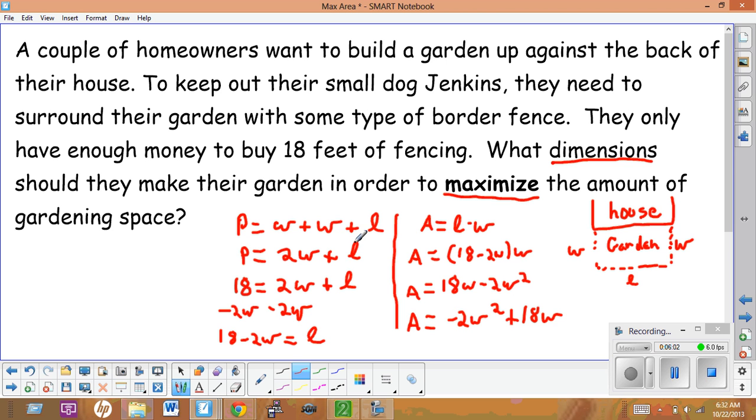So again, to recap what I did, I used the perimeter. Remember, 3 sides. I used the fact I only had 18 feet of fencing, so my perimeter can only be 18 feet total.